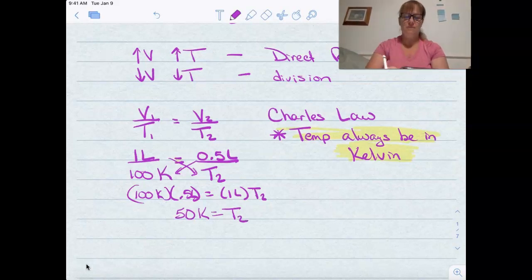I tried to do that in my head. Hopefully I did it right. Let me double check. The way my day's going, anything's possible. 100 times 0.5. Yeah, 50. Great. This is Charles's law.